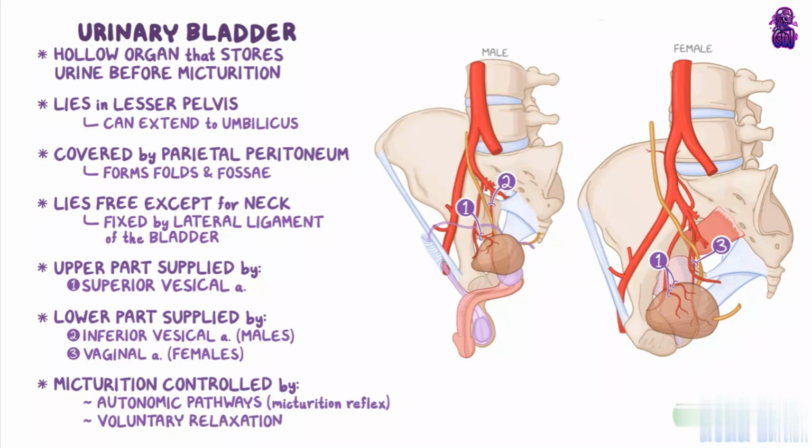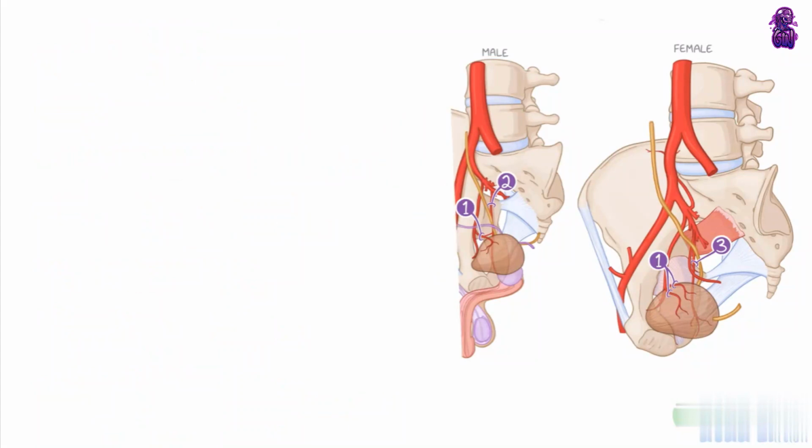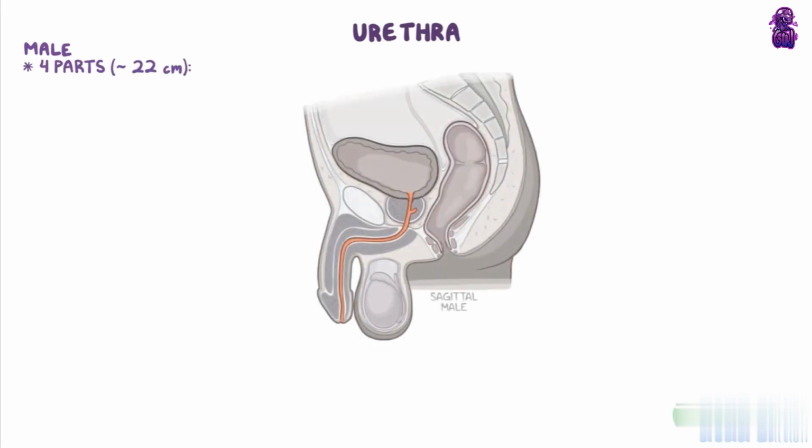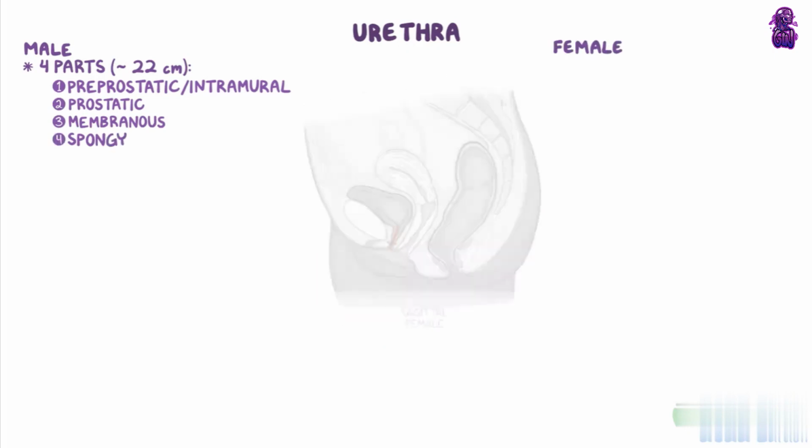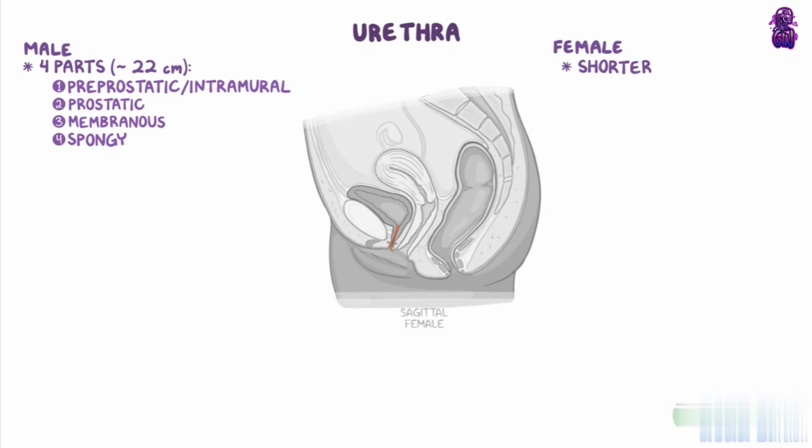Urine is carried from the urinary bladder to the exterior in a tube called the urethra. The male urethra has 4 parts measuring up to 22 centimeters in length: preprostatic or intramural, prostatic, membranous, and spongy parts. The female urethra is much shorter than the male urethra, measuring about 4 centimeters long. It runs inferiorly through the pelvis, parallel to the vagina, and ends at the external urethral orifice.